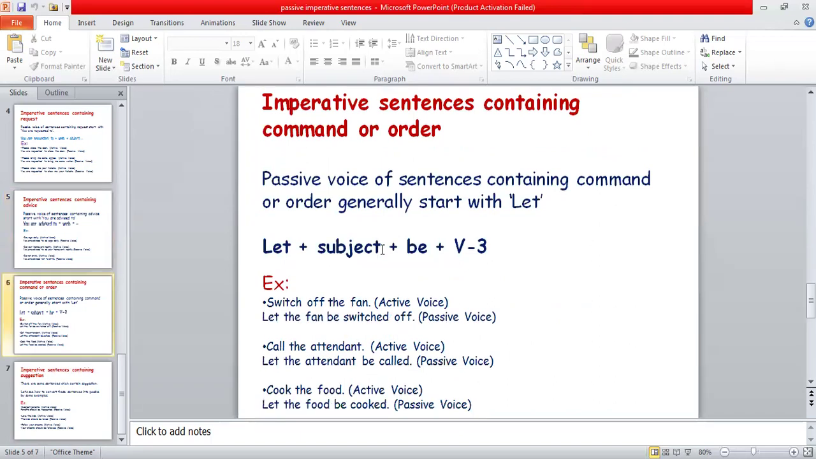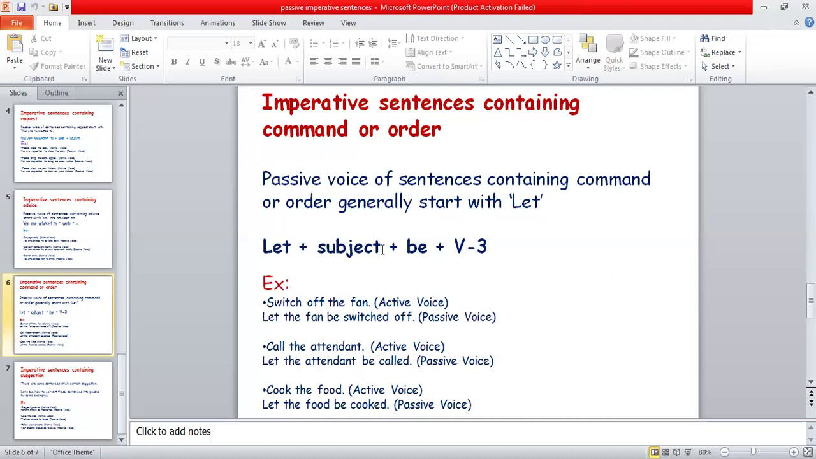Then we have some imperative sentences which contain command or order. So the structure formula to change them from active into passive is let plus subject plus be plus third form of the verb. As you can see in the example, switch off the fan. This is the active voice. And if you have to change it into passive, it will be let the fan be switched off.